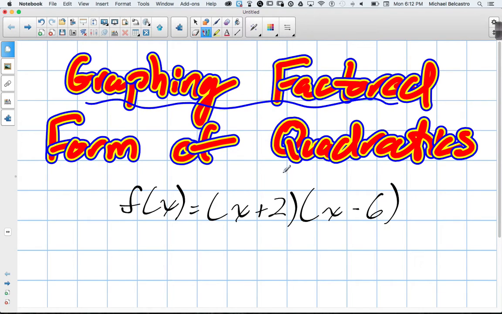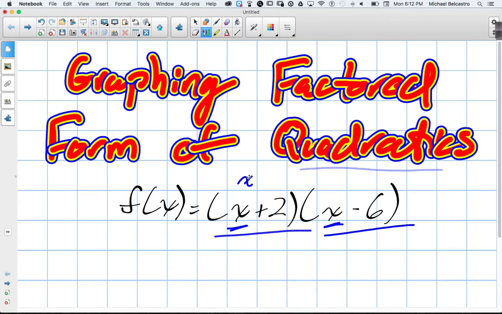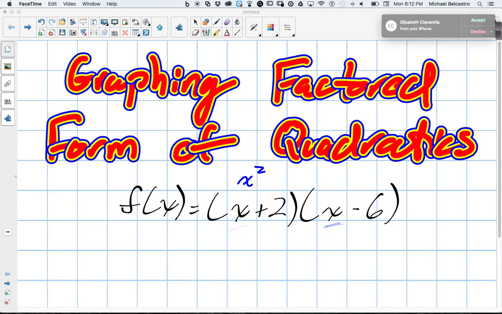Graphing factor form of a quadratic. So this is a quadratic. The reason I know this is, if I were to distribute, my highest variable would be to the power of 2. X times x would be x to the power of 2. So I know I have some quadratic function here, and the form I'm in is actually factored form, which makes it very simple for graphing.